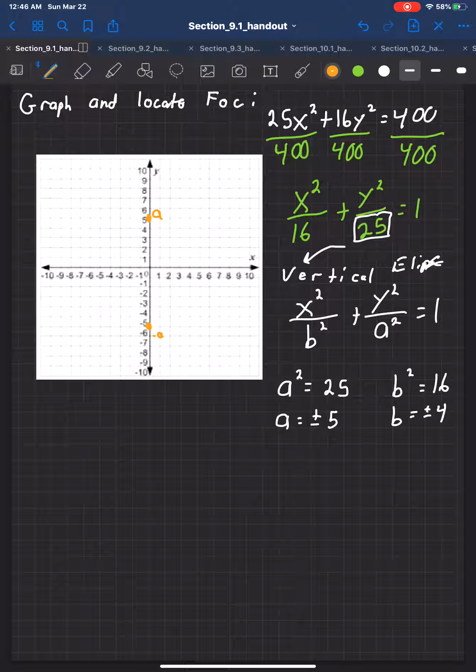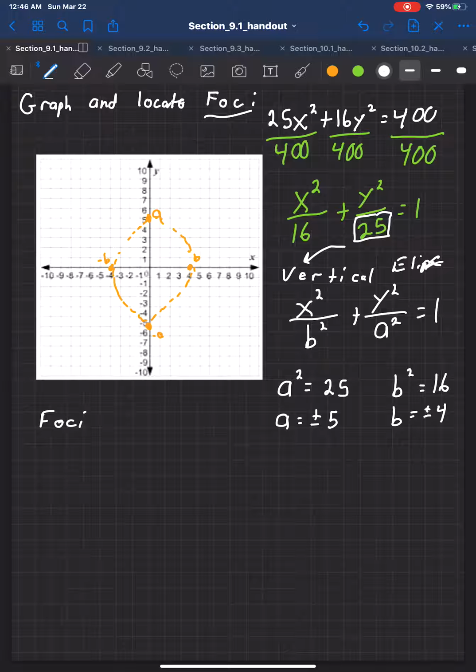Now I want to go back to the origin, the center, and I want to go 4 to the right, 4 to the left. So this is b, this is negative b. And now I have my co-vertices. With just those 4 points, you can get a decent graph of the ellipse. Well, you could. I can't, I can't draw very well. But we see what the general structure of this vertical ellipse is, but we still haven't answered the question as to what are the focal points.